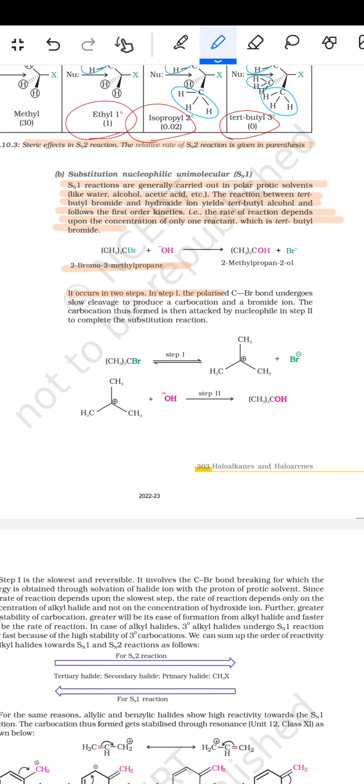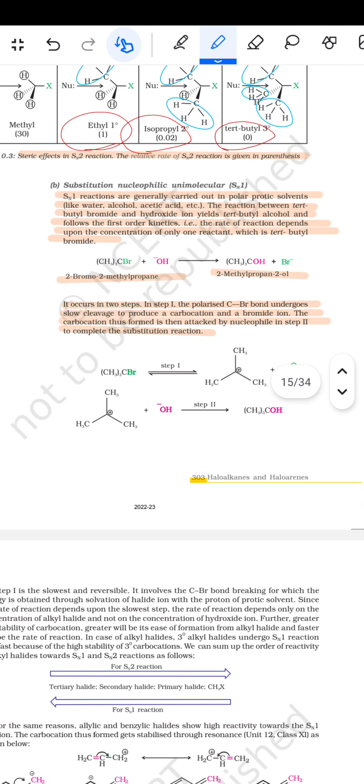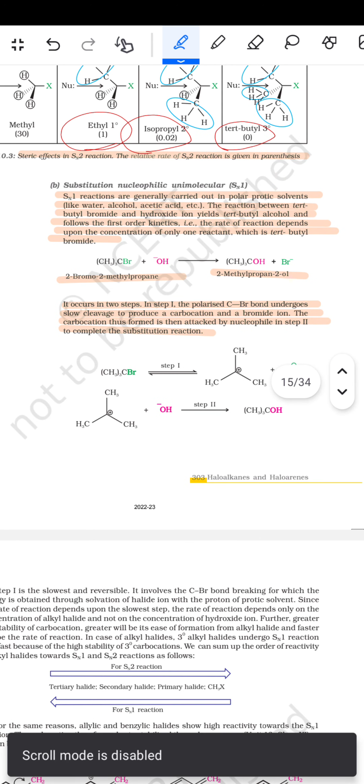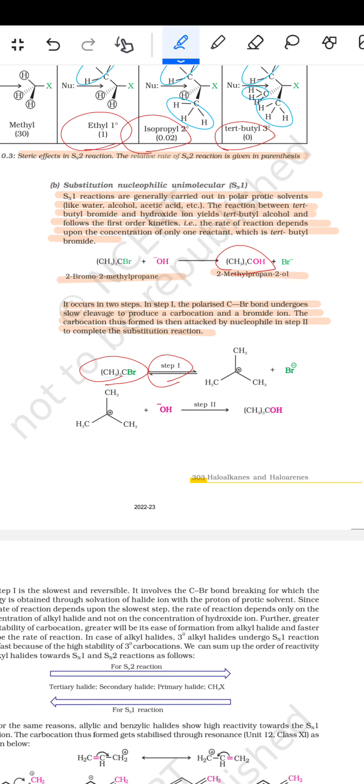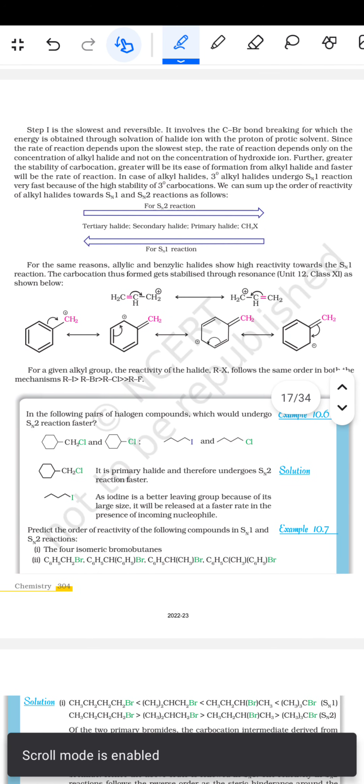It occurs in 2 steps. In step 1, the polarized C-Br bond undergoes slow cleavage to produce a carbocation and the bromide ion. The carbocation thus formed is then attacked by the nucleophile in step 2 to complete the substitution reaction. Here 2-methylpropan-2-ol comes. Then we have (CH3)3CBr and OH minus, so OH attaches here. Here we have (CH3)3CBr in step 1, then Br minus and OH minus, and (CH3)3COH comes and attaches. Then comes step 1.